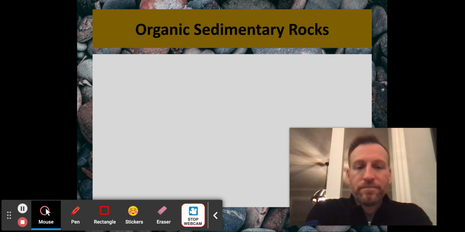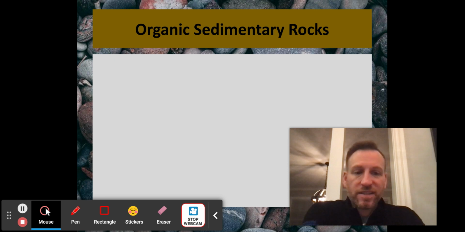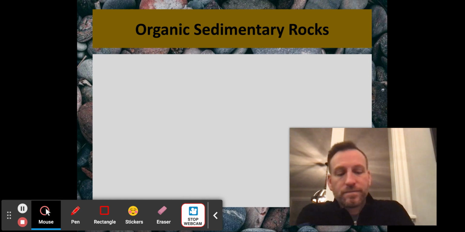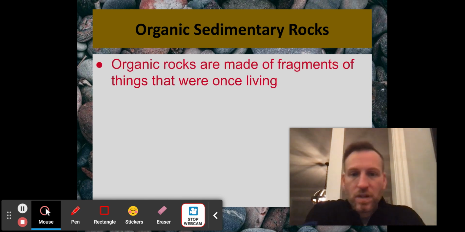Make a new subheading: organic sedimentary rocks. Going with your prior knowledge of what we learned in the mineral unit, hopefully you were able to predict or infer what an organic sedimentary rock is made out of. Organic sedimentary rocks are made out of sediments or fragments of things that were once living.